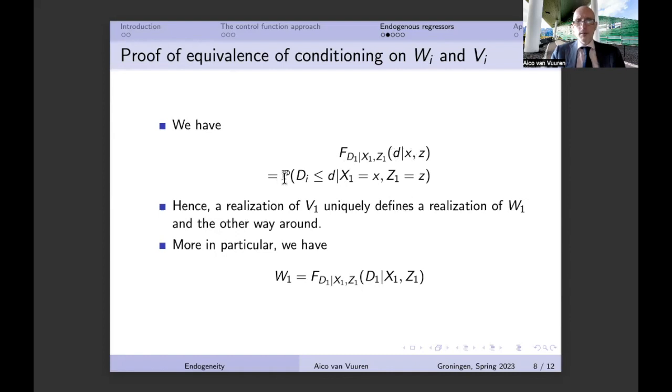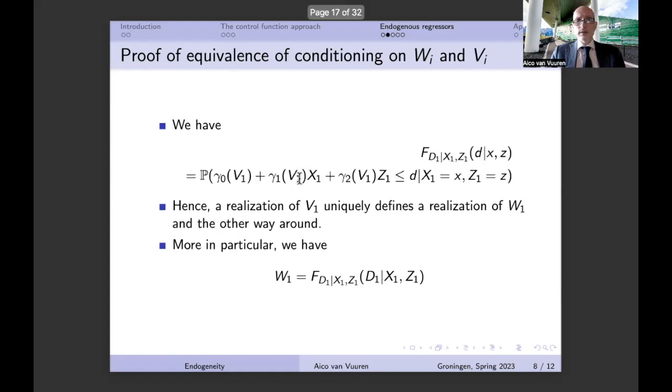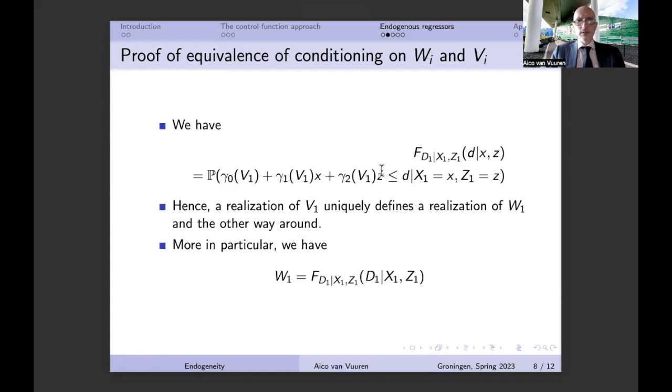What is this over here? That's equal to the probability that d1 is smaller or equal to d, conditional on x1 equal to x and z1 equal to z. Then the next thing I can do is use the definition of d1. That is equal to gamma 0 of v1 plus gamma 1 of v1 times x1 plus gamma 2 of v1 times z1. Then I can realize that this x1 is exactly equal to little x, so this is also equal to little x, and we can do exactly the same thing with respect to z1, which is equal to z. So then we get this relationship over here.